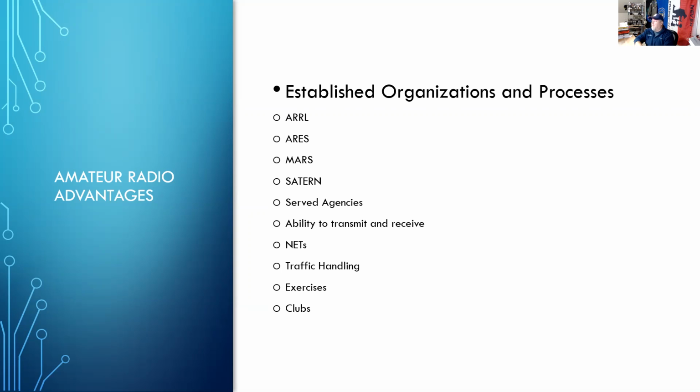There are even established nets where every day, several times a day, on different frequency ranges and different modes, there are people practicing traffic handling, sending one message from the East Coast to the West Coast. There's a way that we do that with a series of nets on voice and on Morse code. My point there is that amateur radio operators stand a really good chance of being able to move information back and forth if the underlying infrastructure has gone away.